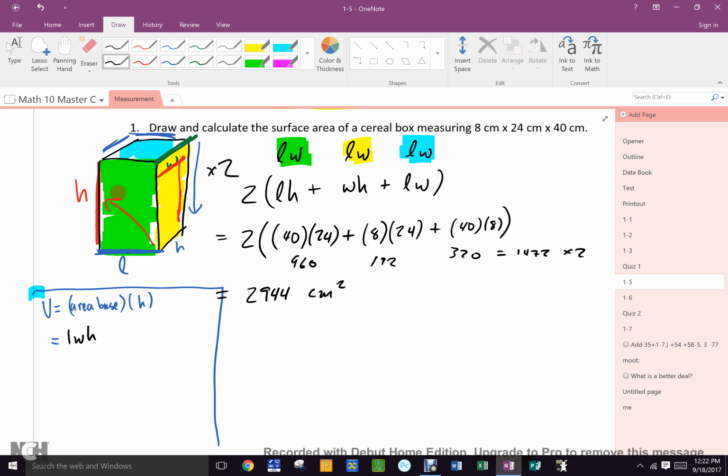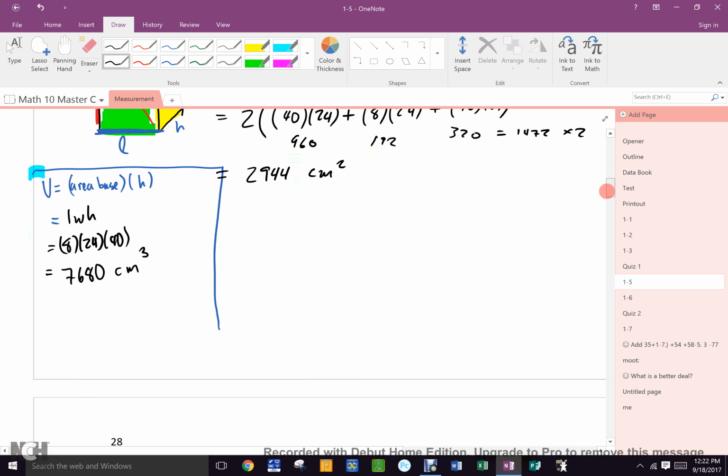Everybody cool? So what numbers go in here? 8, 24, and 40. Because order doesn't matter. And what do we get for an answer? You will do that on your calculator and find out what it is. It is 7,680 what? Centimeters cubed, because we have three dimensions. Everybody cool? All right. Let's move on to number two.